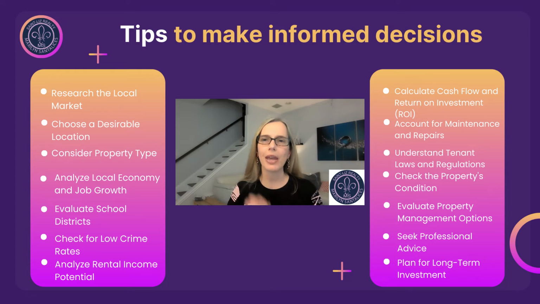9. Account for maintenance and repairs. Factor in the cost of property maintenance and repairs. Properties that require constant repairs can erode your profits and become a hassle to manage. 10. Understand tenant laws and regulations. Familiarize yourself with local tenant laws, regulations, and landlord-tenant relationships. This knowledge will help you navigate legal obligations and avoid potential conflicts.